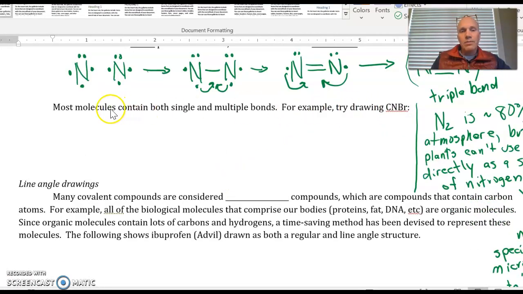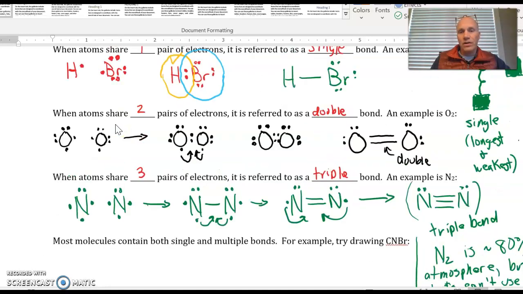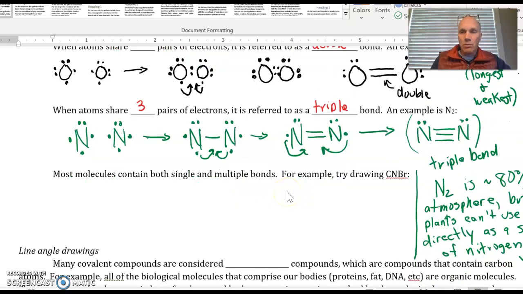So, getting back to drawing Lewis structures. We're going to take the examples that we've learned so far, making single bonds, double bonds, and triple bonds, and try applying it to a molecule where you might have a combination of these types of bonds.